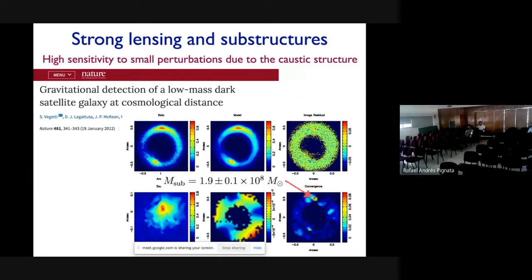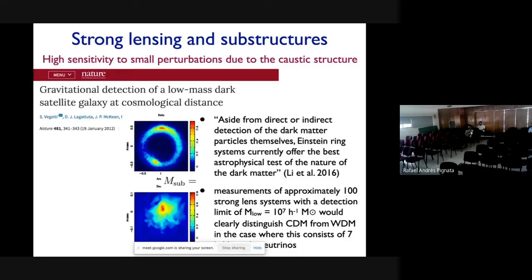If we have many systems with Einstein rings with space-based resolution, we can be very sensitive to structure. And we know that substructure is very sensitive to the nature of dark matter. I think like Carlos was asking, if you have warm dark matter, then you have a minimum size of the clumps. Depends, of course, on the mass.